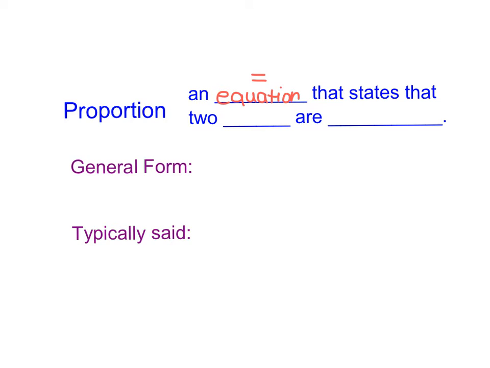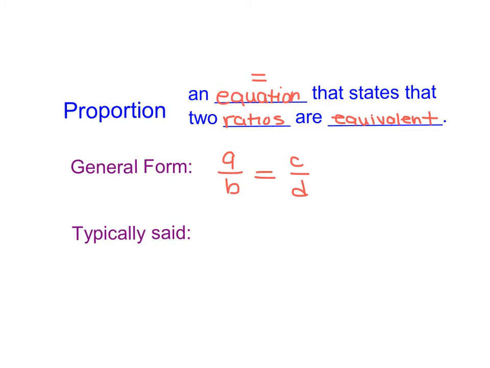And this is an equation that states that two ratios are equivalent. Notice we have that word ratio from yesterday. In general, what this is going to look like, and please notice I'm using letters and not numbers, I'll put numbers in a second. The general form that you will see is a fraction, I'm just going to use A and B, is equal to another fraction of C and D.